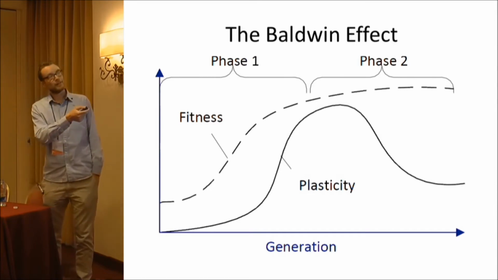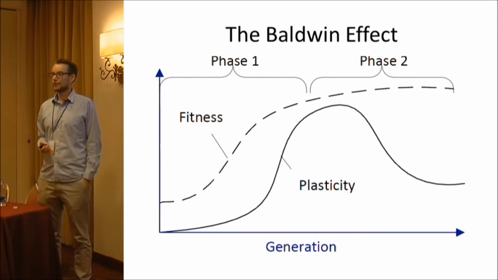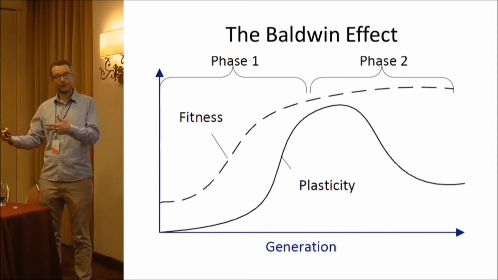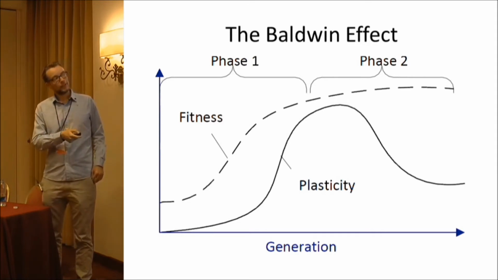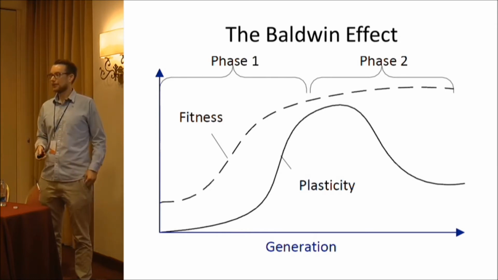It's phase two here that I'm most interested in, and it's sometimes referred to as genetic assimilation, because it describes the process where a trait that is at one time part of a plastic trait, something that's learned in the population, becomes part of the genotype at a later point, leading to a reduced overall plasticity.